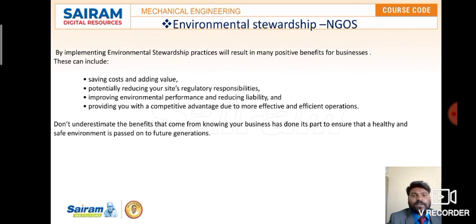And there is an additional statement given that we have to follow. Don't underestimate the benefits that come from knowing your business has done its part to ensure that a healthy and safe environment is passed on to future generations. A great responsibility for all of us. So what we are getting as benefit out of this environment or ecology, it is in each and every person's hand to hand it over to the future generations the same way or in a better way, so that if we can contribute from our end, we can do that, to hand over to the next generations.